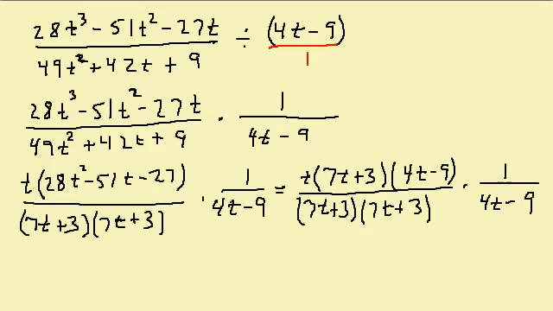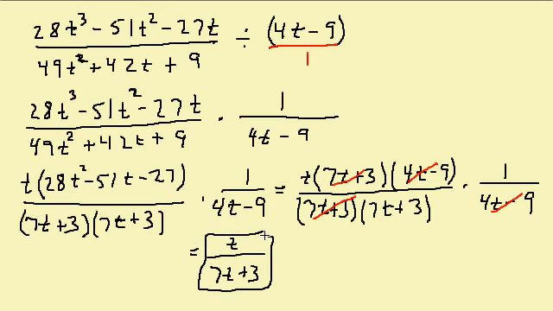Okay, so now we have everything factored, so we can cancel this 7t plus 3 and this one. It only cancels with one of them, not both of them. And then the 4t minus 9 cancels. So we're left with t over 7t plus 3. And there's our final answer. And that's all of dividing rational expressions.